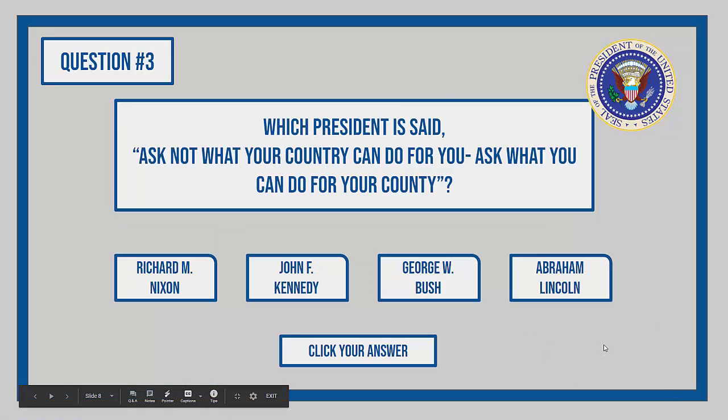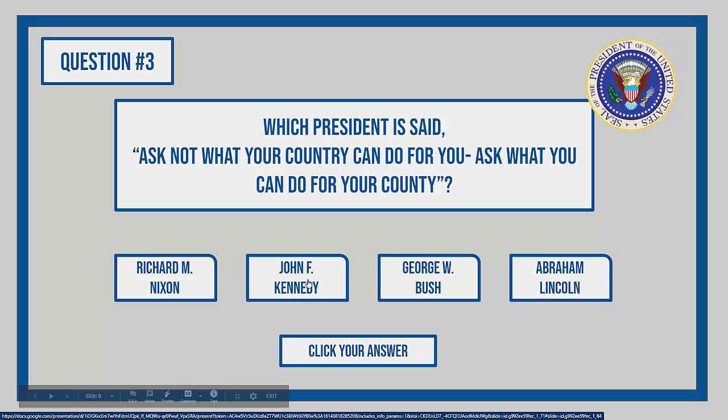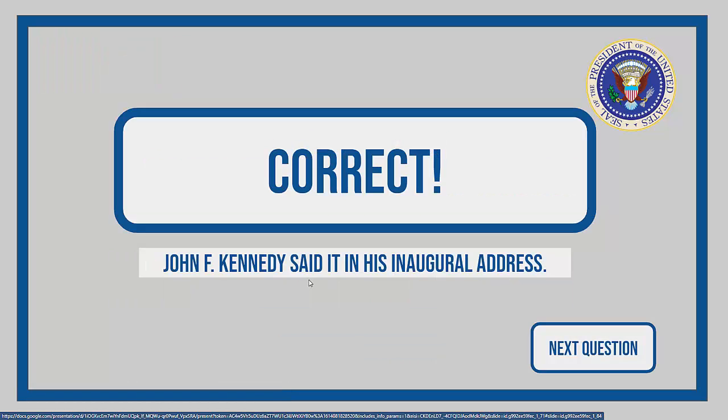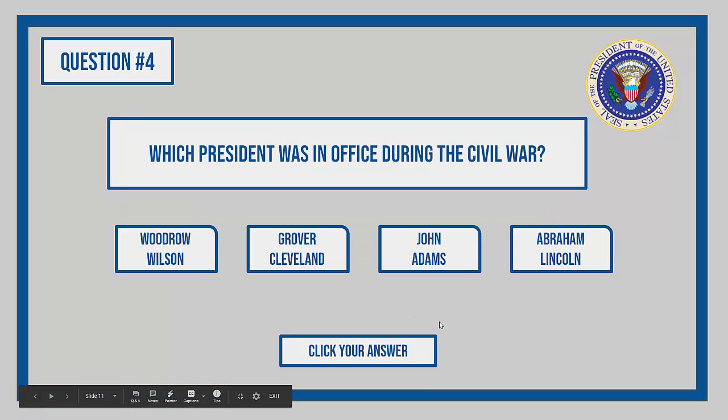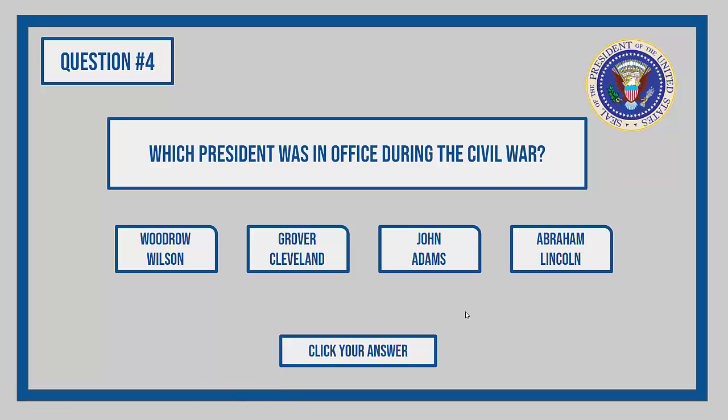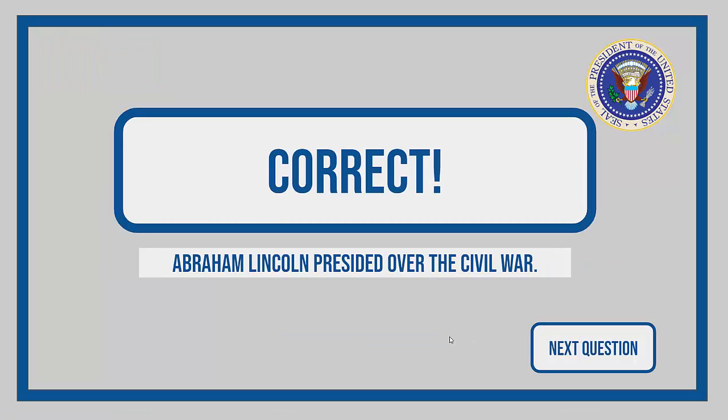Which president said, "Ask not what your country can do for you. Ask what you can do for your country"? That was John F. Kennedy. So if I click the John F. Kennedy button, it tells me, yes, you got it correct. Moving on to the next question. Which president was in office during the Civil War? That was Abraham Lincoln. If I click Abraham Lincoln, yes, I got it correct. It tells me that I got it correct.